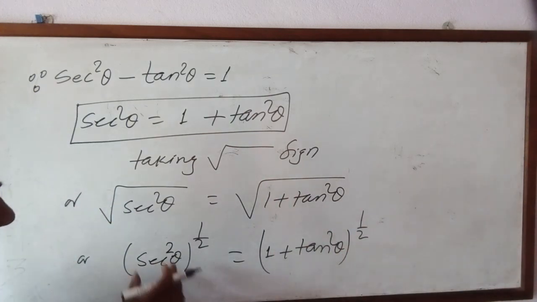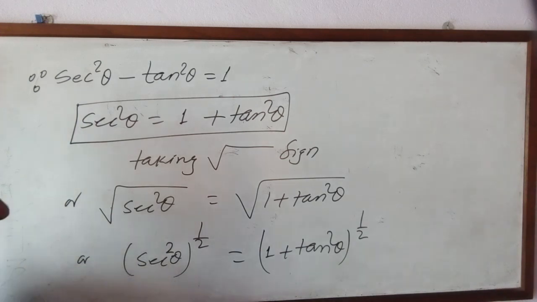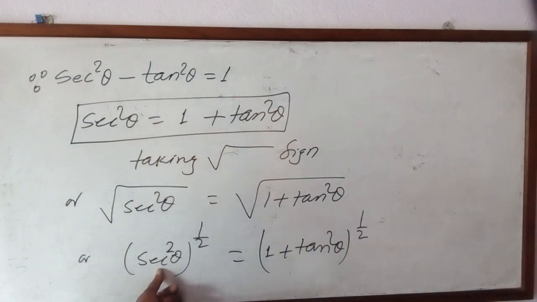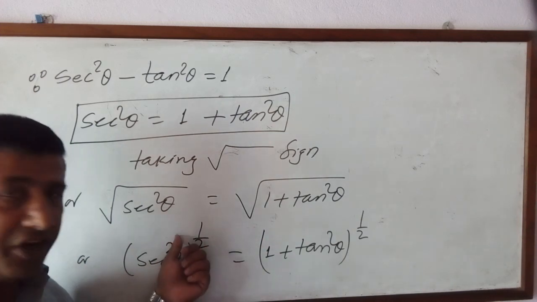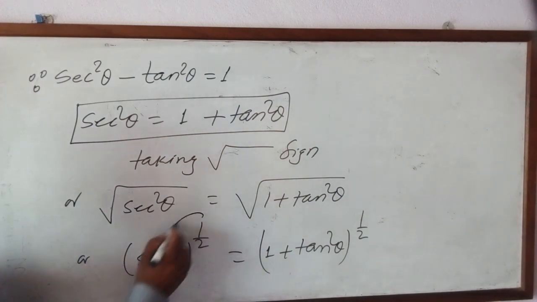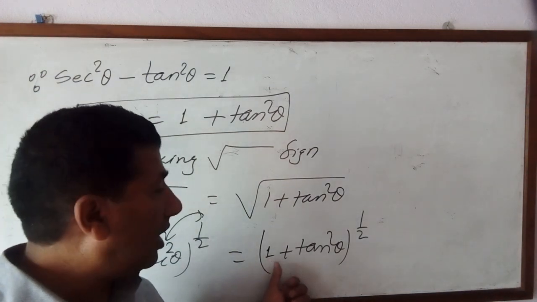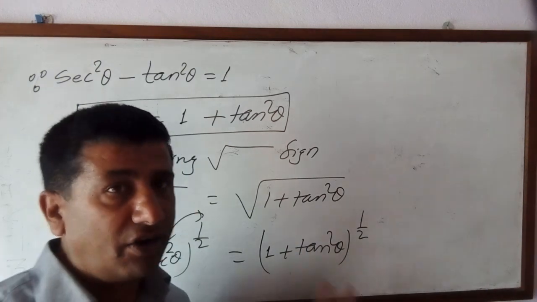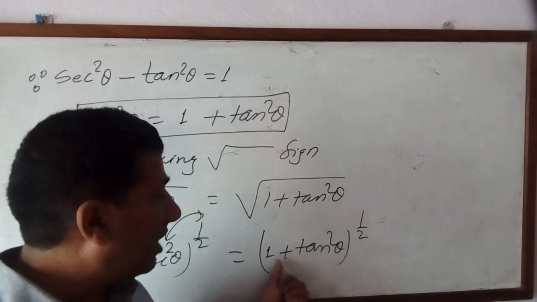Now this sec square theta inside the bracket, see, sec square theta is a term. This is a term, that's why we can multiply the external power 1 by 2 and the internal power. We can multiply these two powers. But here, this one is not one term, because tan square theta is not a factor. There are two terms.